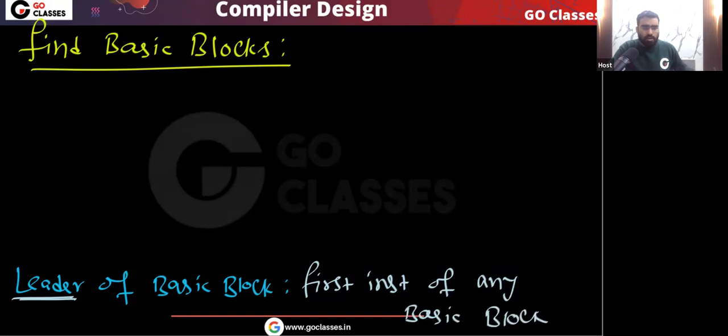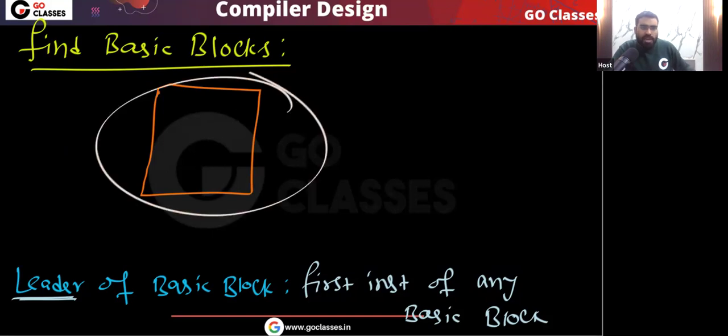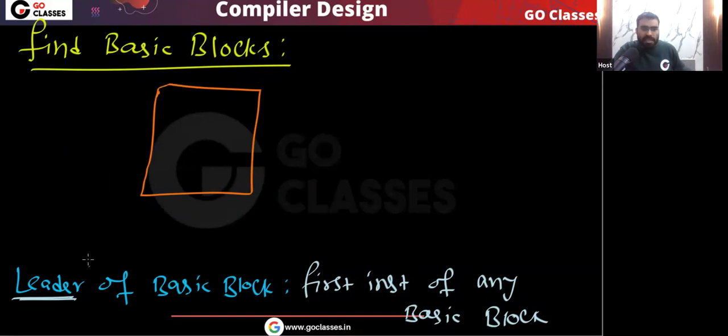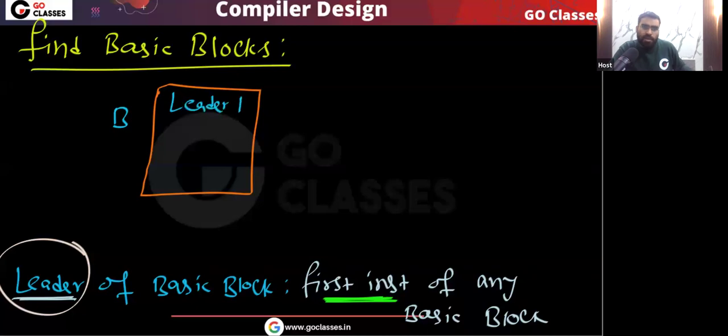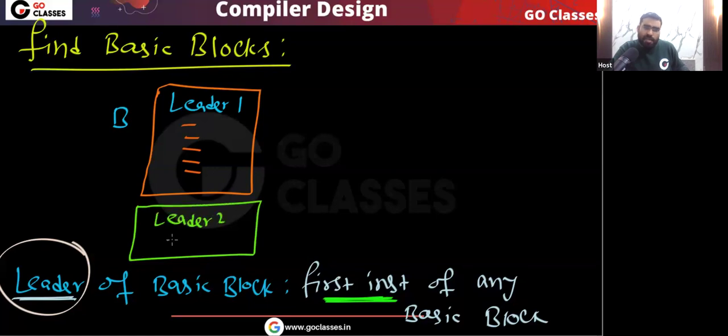Once you have found the leaders, remember, from a leader up to the next leader, but don't include the next leader, forms a basic block. Can you have two leaders inside a basic block? No, because the first instruction of any basic block is the leader. If this is leader 1, the basic block goes from this leader until the next leader. You cannot include the next leader; it goes to the next basic block. You can call them B1, B2.